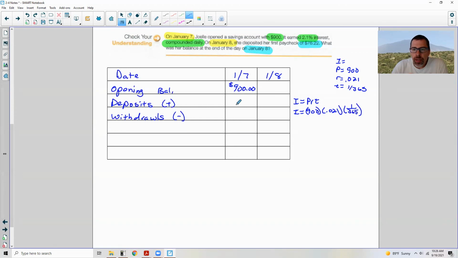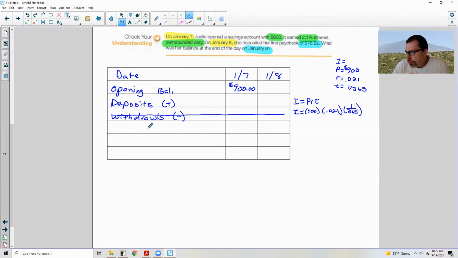Okay, so how much did she deposit? Actually, I should not have that principal there yet. My apologies. We have not figured out what her balance is at the end of the day before compounding the interest of that day. So let's get rid of that 900 for now. It says on January 7th, she opened a savings account with $900 and it earns 2.1% interest on January 8th. Okay, so she didn't deposit anything, so that was okay. I'm sorry about that. Should have just left it. And this is 900. Nothing was deposited on the 7th, and there were no withdrawals, so we don't even need this row here.